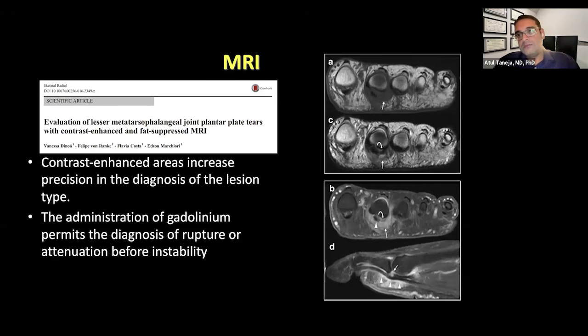And then if you have it, it's not mandatory, the contrast enhancement. Some papers have shown a good correlation between MRI with contrast and plantar plate injuries, that they can bring a little bit higher accuracy, but I'll tell you 99% of the institutions will not do contrast in a routine for a forefoot or a midfoot pain. But in my experience, I do think that contrast can be helpful, but it's not mandatory.